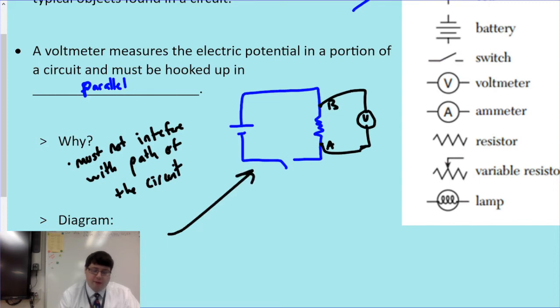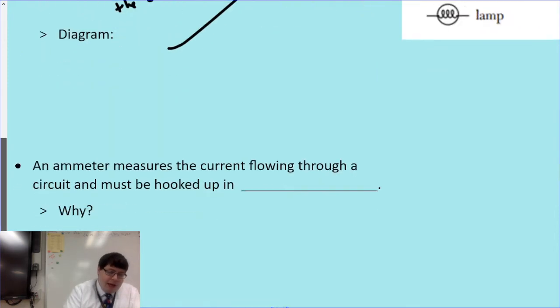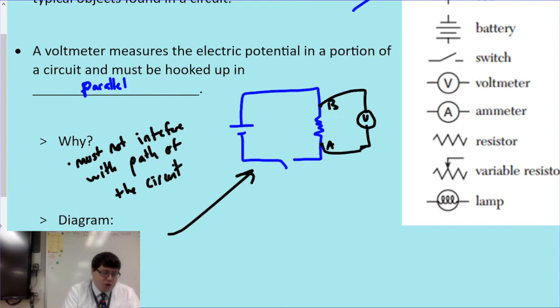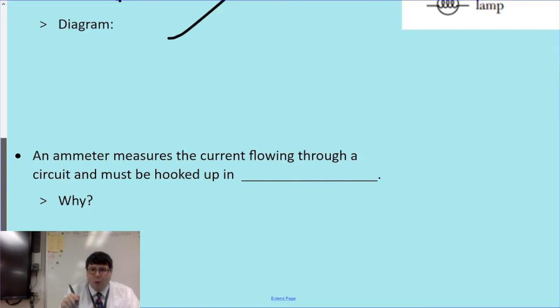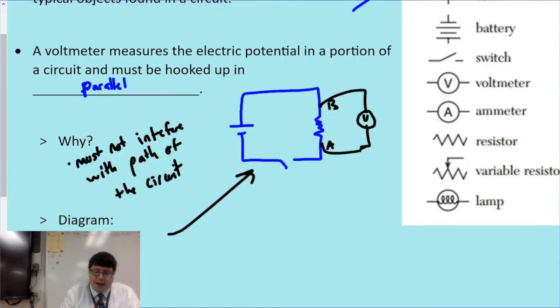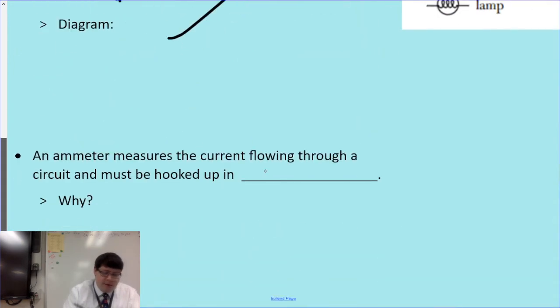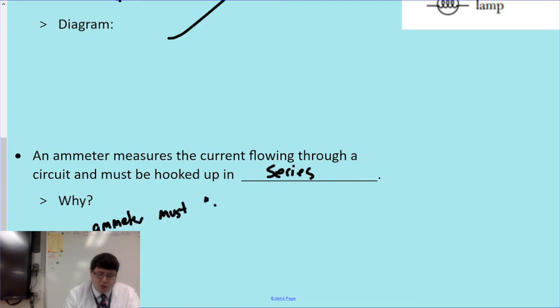Now, we've got our diagram here. Let's talk about ammeters. An ammeter works a little differently. It actually measures the current flowing through a particular point. And so we need a way to count or see the electrons passing through that point. And so it shouldn't be hooked up in parallel. Instead, we need to hook up an ammeter in series. We're going to call it series. And why? Because that ammeter must, I'll use quotation marks, see or measure each electron that passes through.